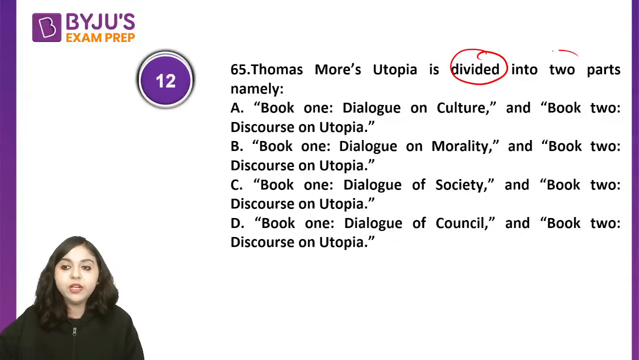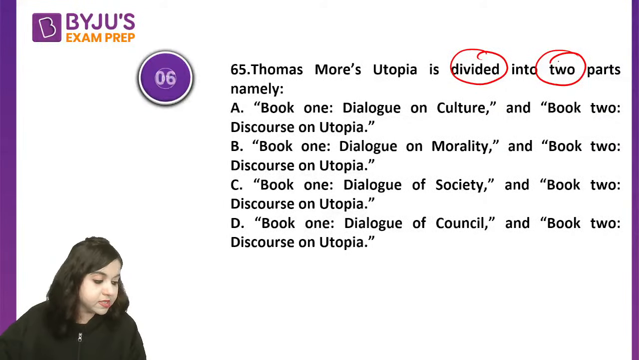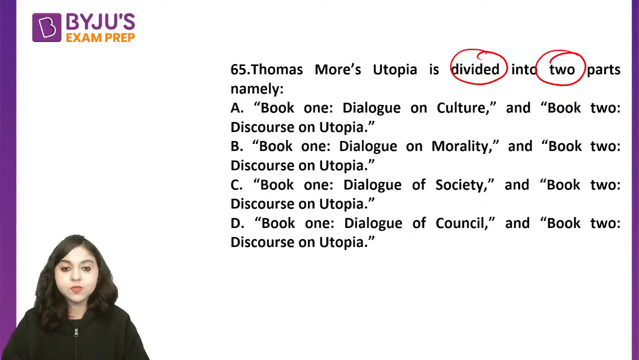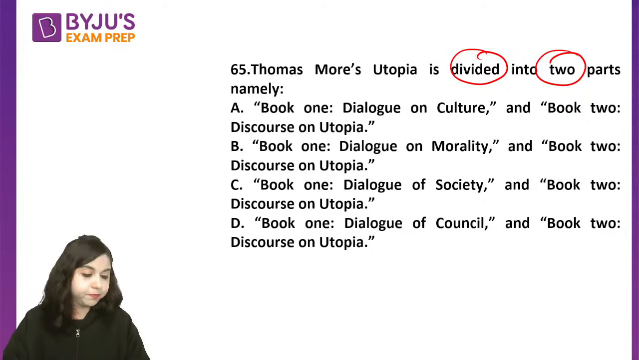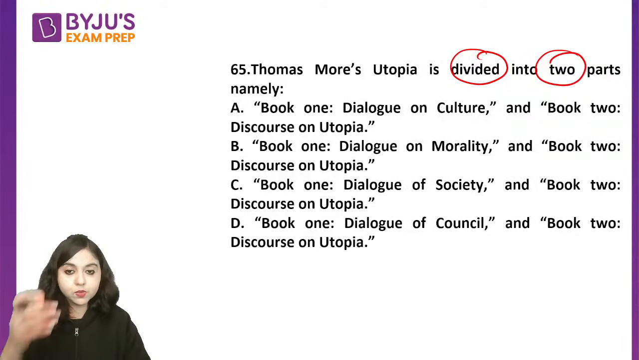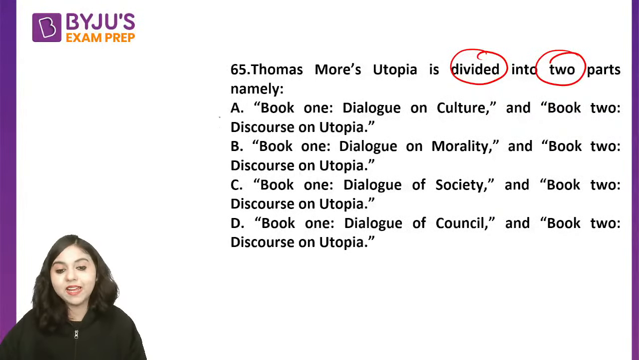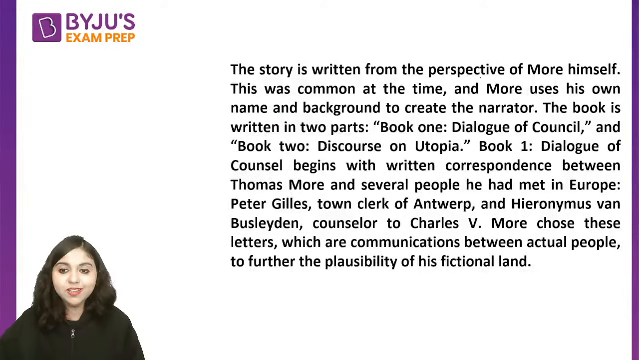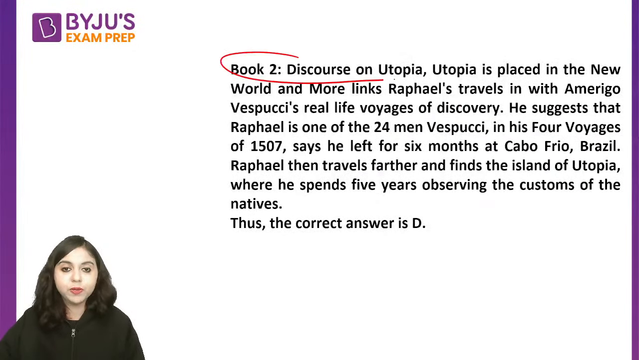Utopia is divided into two parts. What are the two parts? Yes, Divaida, right. Dialogue of Council and Discourse on Utopia. Remember that, please, okay? So, Dialogue of Council and Discourse on Utopia. Those are the two parts that you're able to see. Discourse on Utopia is the second book.